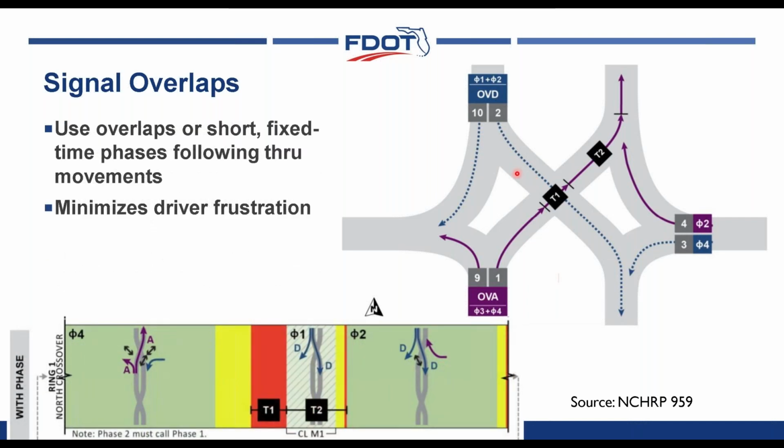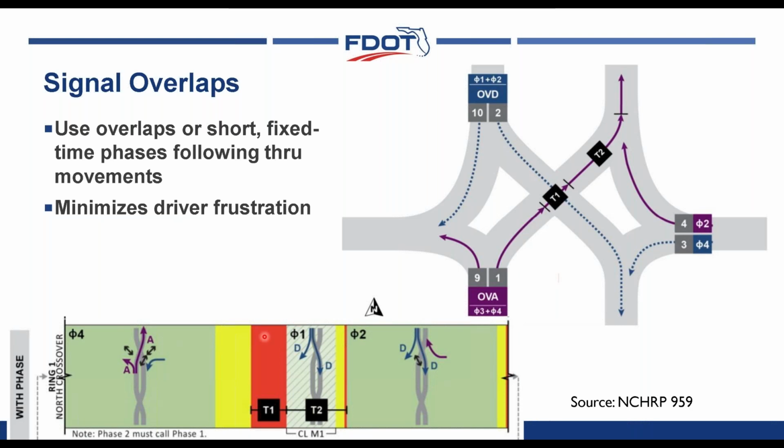So with the overlaps, short fixed time phases can be implemented following the through movements. For example, we have the situation where traffic is coming through in the northbound direction and that phase is ending. Once you've provided enough all red time to serve T1, whether that's 2 or 3 seconds, you could then go green for the opposing crossover movement, and that could gain a couple of seconds while you complete T2. At the end of T2, then you could turn on the right turn movement to go along with that.